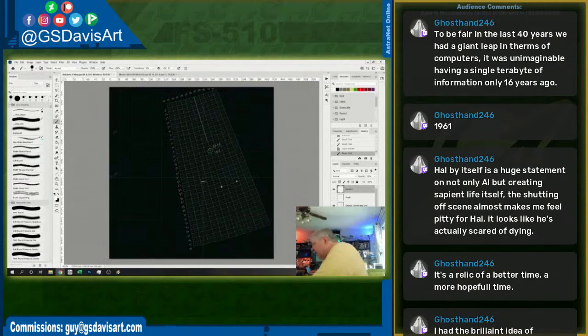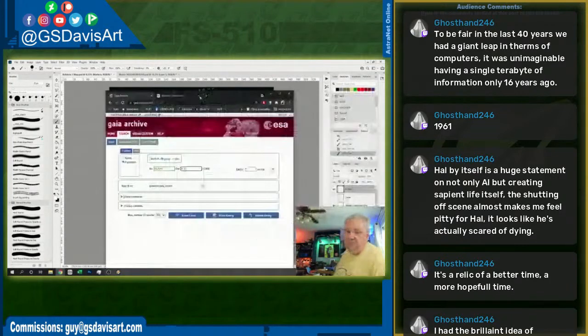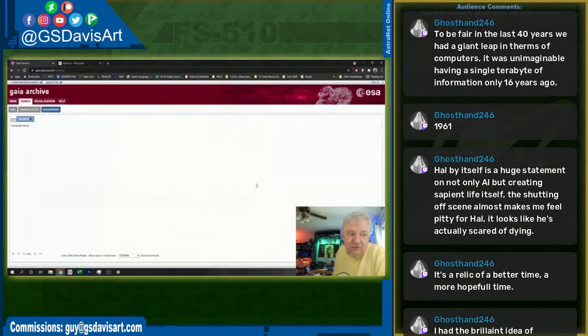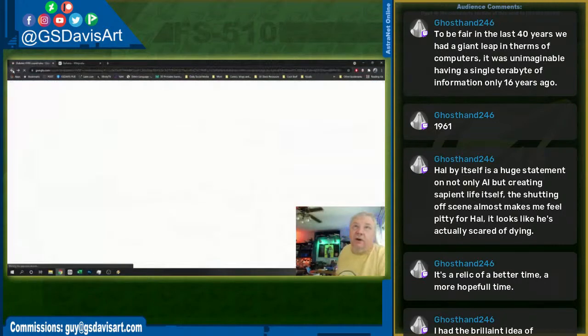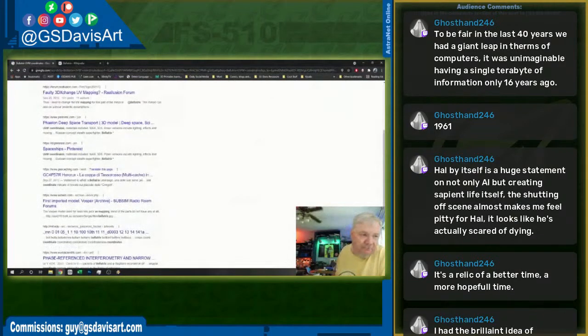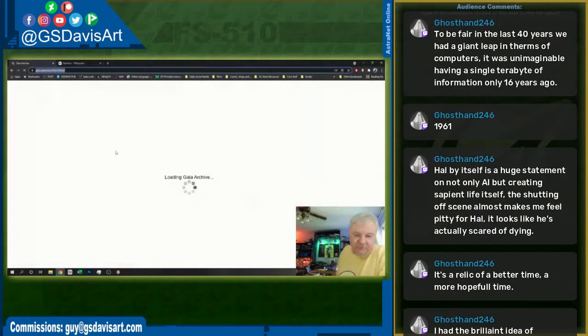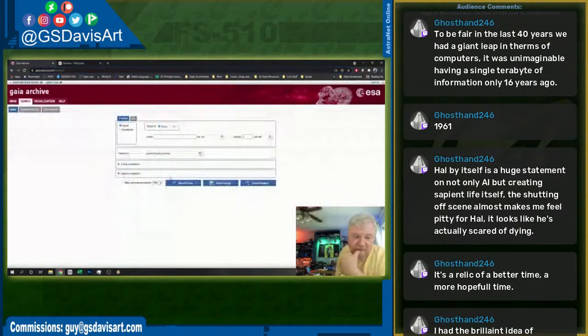Okay, it doesn't like it. 20. Okay, this could be the biggest disaster ever. It'll be fun. No results found. There are no stars there. None. No Gaia data. Where were we? Go this way. Search. Equatorial. Images 6.